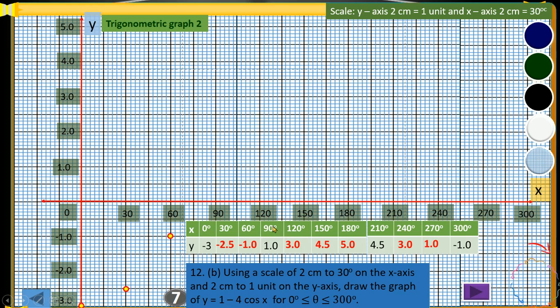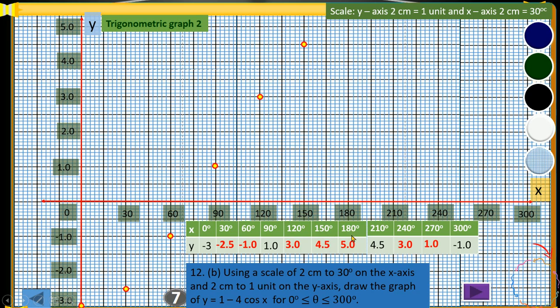When x is 90, y is 1. X is 90 here, y is 1 at this point. This is 1, and this is 90, they will meet here. When x is 120, y is 3. 120, y is 3 at this point. When x is 150, y is 4.5. 150, 4.5 at this point.